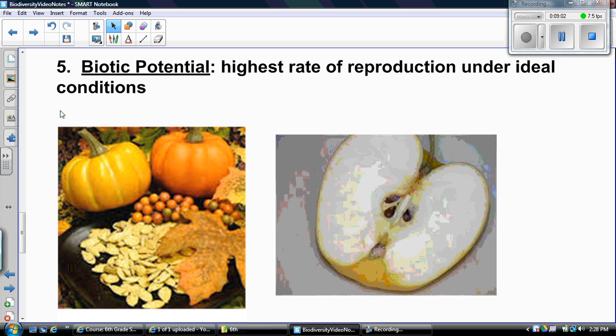Humans, with the technology that we've had in the medical field, our biotic potential rate has increased substantially over the past 60 to 80 years. Up until 1926, the second cause of death among women was childbirth. And then we advanced in our medical field and technology, and now fewer people are dying in childbirth, and that's why the human population has continued to grow.